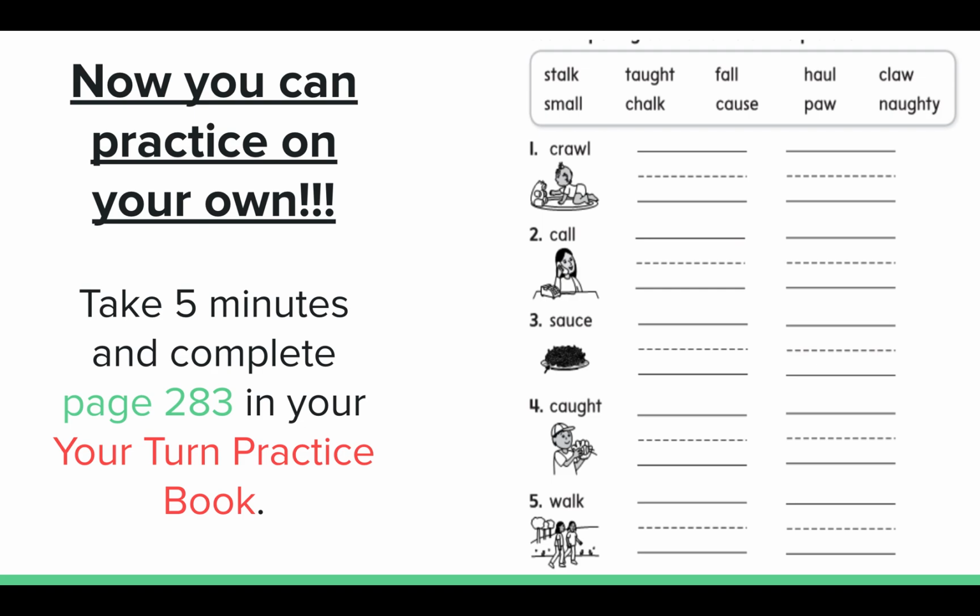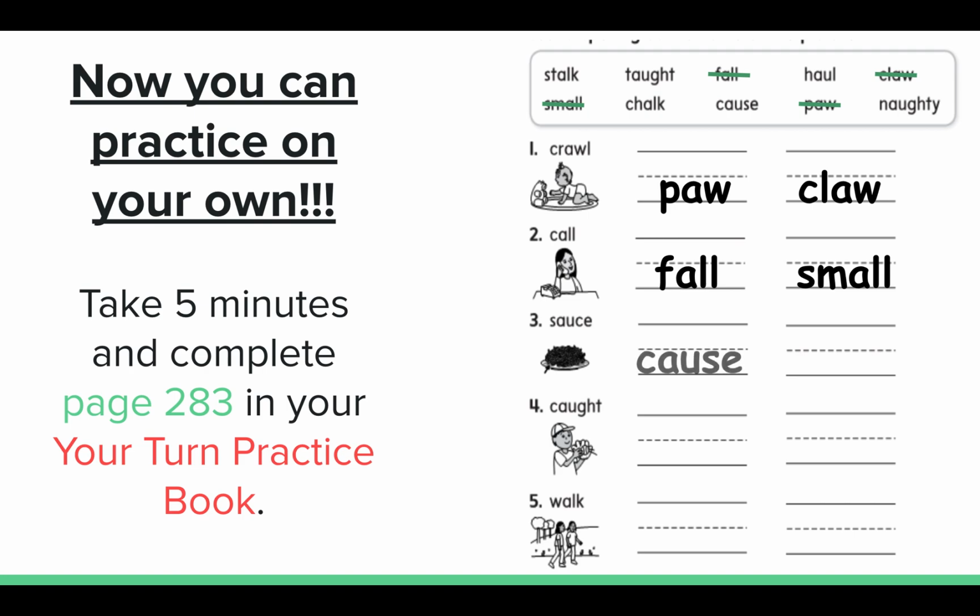Ready to check your work? Let's see. Crawl and paw and claw have the AW. Great job. Let's look at number 2. Call. Which ones have the same sound as call and use the same pattern? Fall, small. If you got them right, give yourself a star. If you didn't, go ahead and correct your work now.